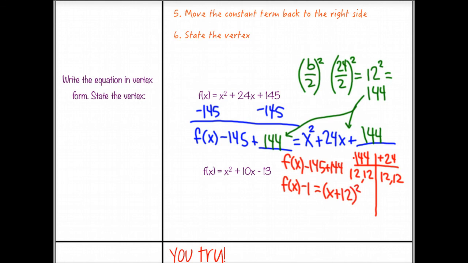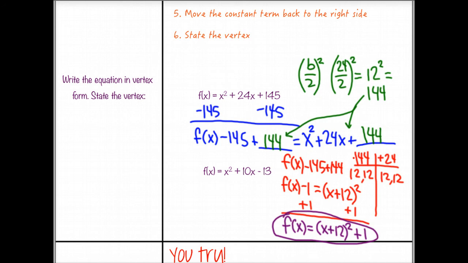We're almost done here. We just need to move the constant term back to the right-hand side. So we're going to add 1 here, to get our final answer of f of x is equal to x plus 12 squared plus 1. Now we have to state the vertex. And our vertex is h, k. But remember from our original equation that we have x minus h. So actually our vertex is going to be negative 12, 1.